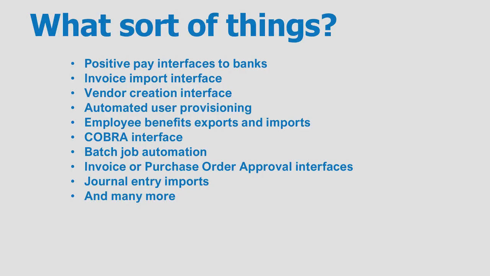So what sort of things do we document? I just threw a few examples of the types of interfaces, and I know you're familiar with a lot of these, like a positive pay interface, your invoice import interfaces, vendor and benefits, purchase order approval flows, that sort of thing, journal entry imports, and a lot of other things, but also just customization. So it's not just interfaces, it's any sort of customizations.